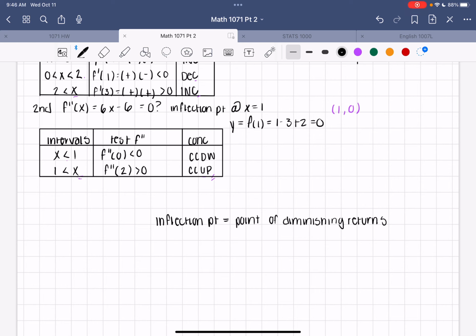So when an economist asks about the point of diminishing returns, they're talking about the inflection point, because that's where the second derivative is changing from concave up to concave down. Okay, so that's what problem 45 means. So I guess we could do problem 45. But next up is 27.